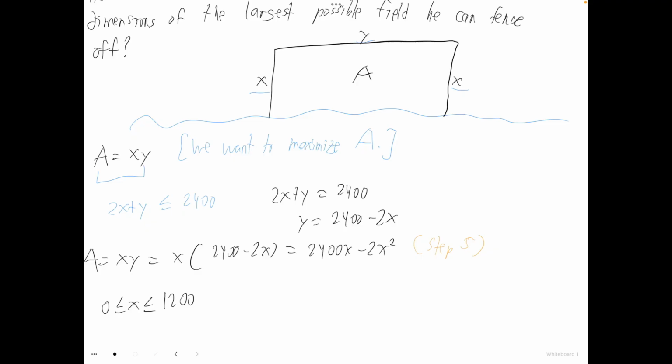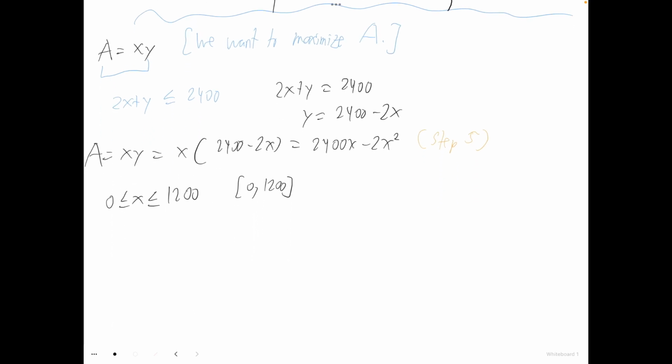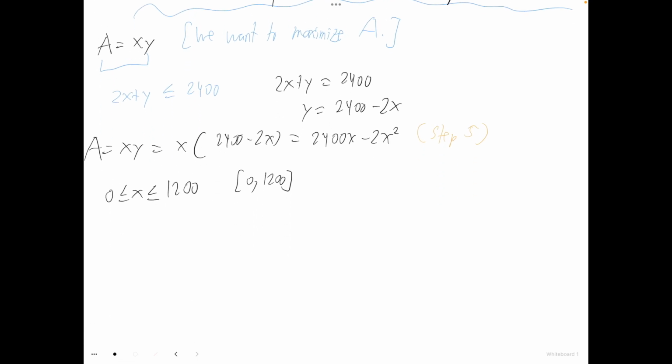And so we have this closed interval of 0 to 1,200, and we can use the closed interval method to find the maximum. It's pretty clear it's not going to be at one of the endpoints, because 0 and 1,200 clearly are not going to give the maximum area, but the closed interval method just tells us the maximum has to be at an endpoint or a critical point. So now we're going to find the critical points.